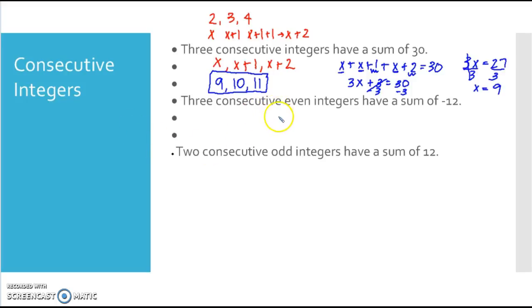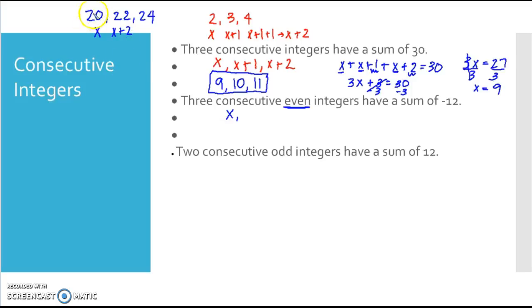Alright, for the second one, I've got 3 consecutive even integers that have a sum of negative 12. So even is like 2, 4, 6, 8. So if I were to have, let's see, say 20, 22, and 24. So those are 3 consecutive even integers, just random ones. Remember, your first one is always x. Always, always, always. So if this is my x, to go from this even integer to 22, I add 2.